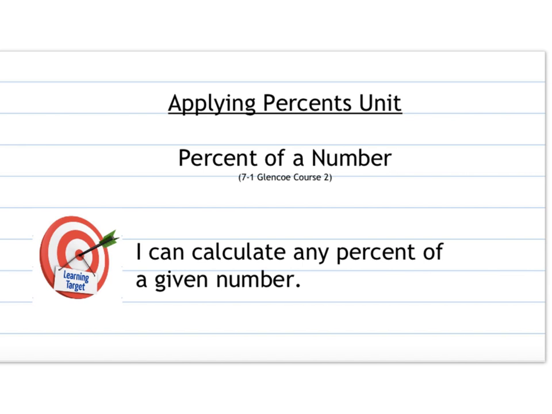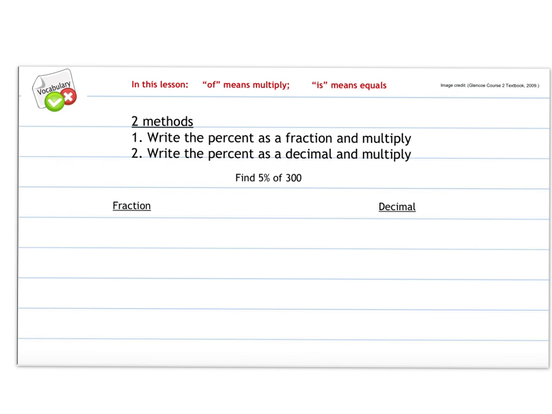So your job is that you can calculate any percent of a given number or find out what percent a number is out of another number. So we're dealing with fractions and decimals and percents again. In this lesson, the word "of" means multiply and the word "is" means equals.